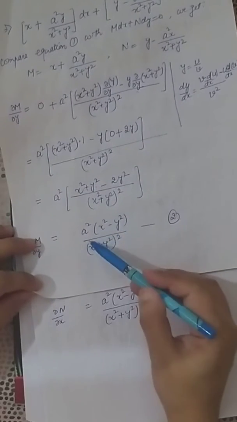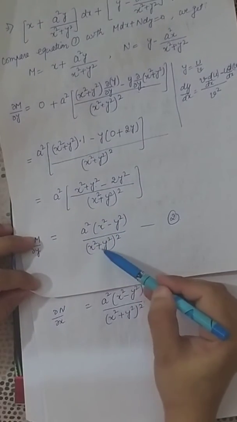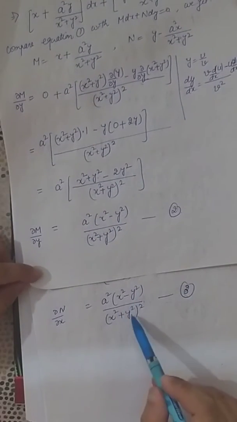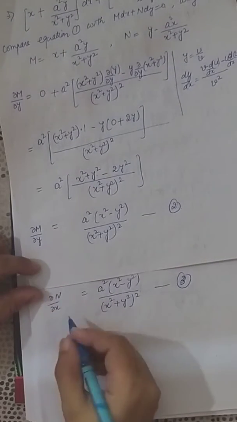Now ∂M/∂y is a square (x square minus y square) over (x square plus y square) whole square, and the same is ∂N/∂x.